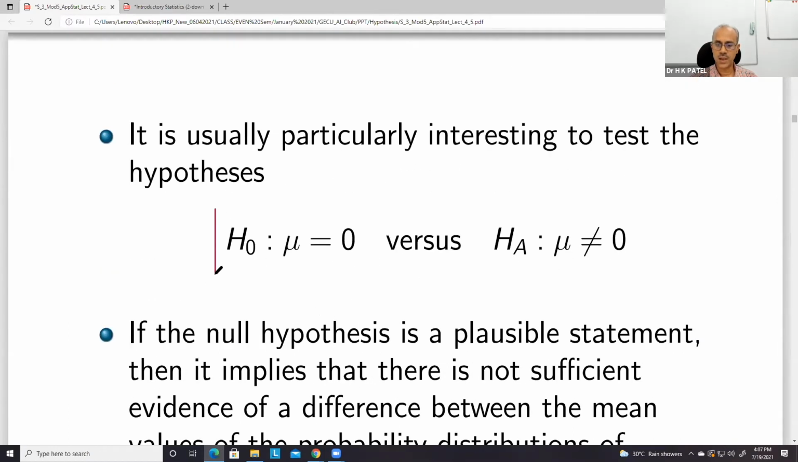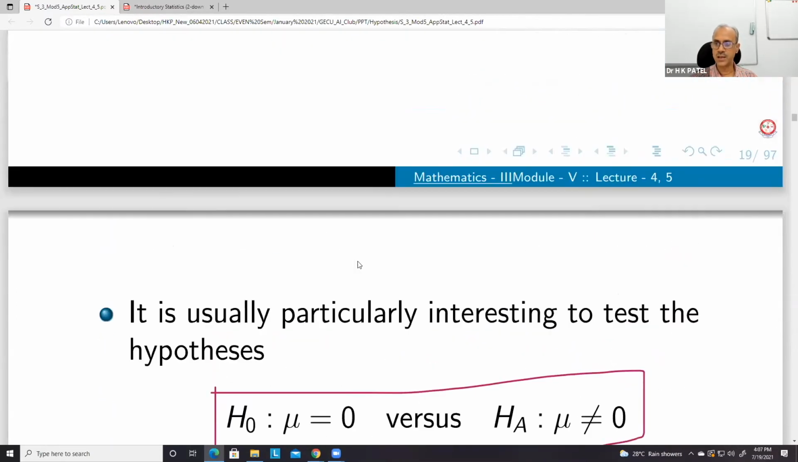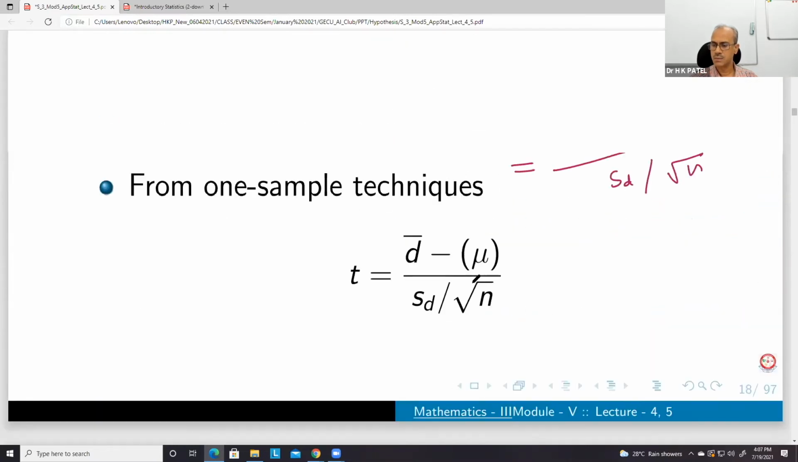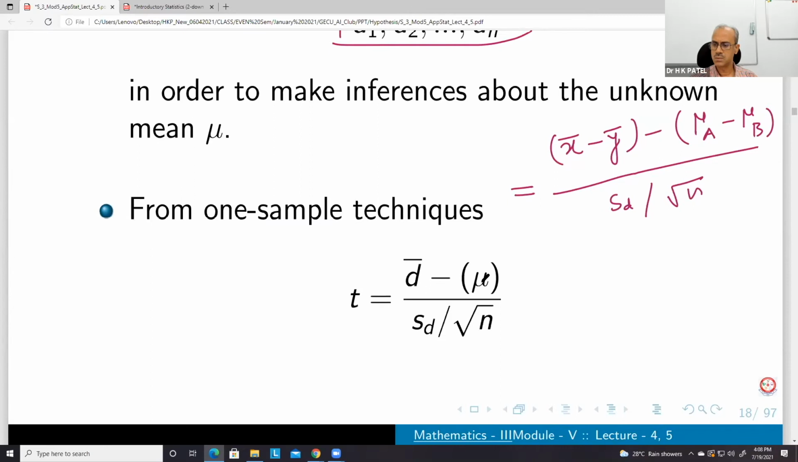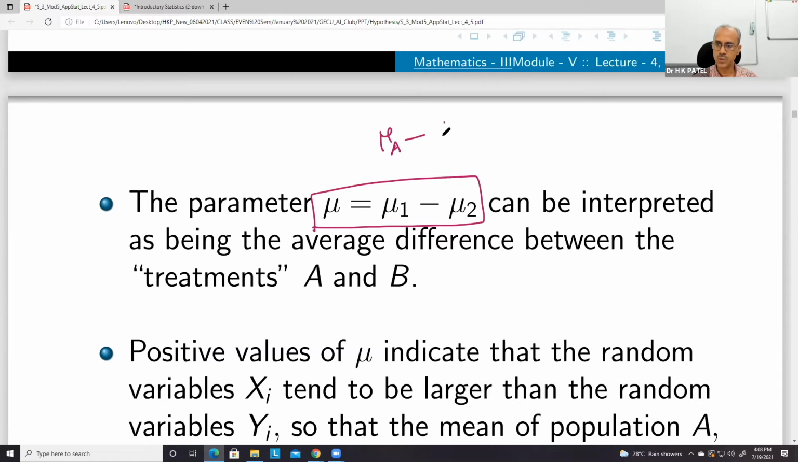Most of the time we test the hypothesis H0: mu is equal to 0, where mu is actually taken as the difference mu1 minus mu2, or mu A minus mu B. So most of the time we have the null hypothesis that mu A is equal to mu B. But sometimes in some problems you see that mu A minus mu B may not be equal to 0. It may be some number, say 0.05.